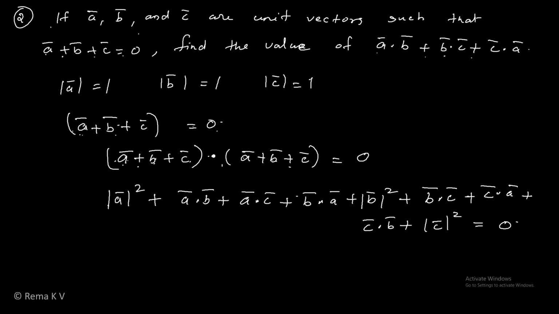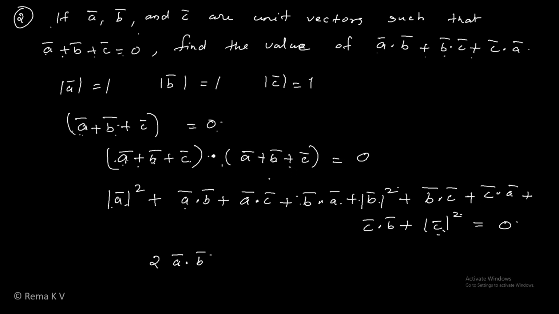Now you know that modulus of vector A is 1, so its square is also equal to 1. Here modulus of vector B is 1, square is equal to 1. Here modulus of vector C is equal to 1, so its square is equal to 1. So 1 plus 1 plus 1, which is equal to 3. And A dot B and B dot A are same, so we can write it as 2 vector A dot B.